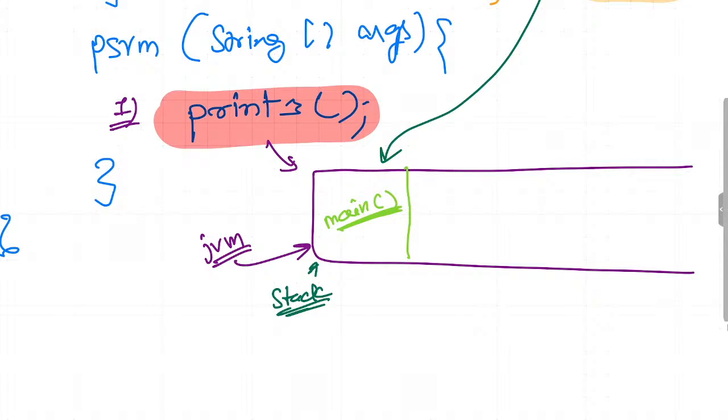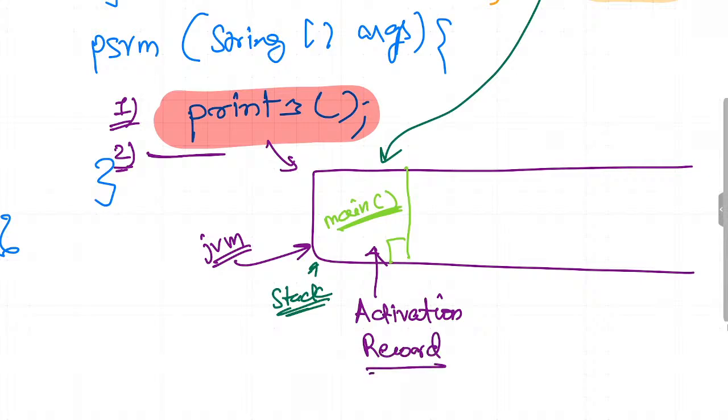This is line number 2, which is nothing. There is line number 1, right? In line number 1, once main is called, this particular thing that has been pushed by JVM is known as activation record, right? Okay, and once this is pushed, what happens? Main will execute from line number 1.